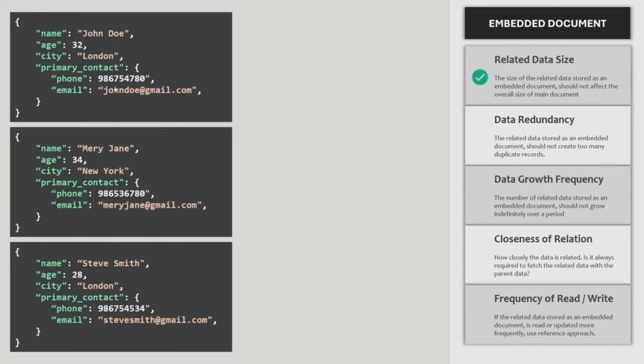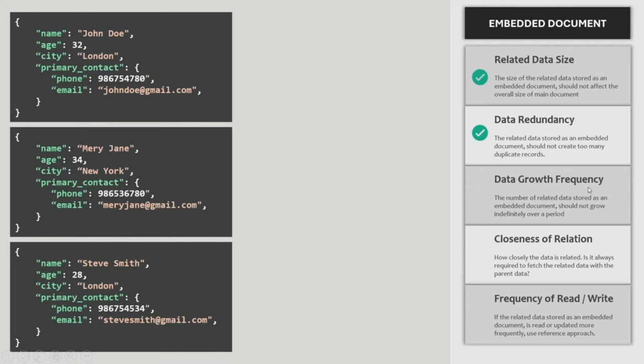Then we are going to check the data redundancy. So whether this embedded document approach is going to create any duplicate records. Now it is not going to create any duplicate records because each customer is going to have a unique primary contact. No two customers will have the same primary contact detail, right? Each customer will have a unique phone and email address. No two customers will have the same phone number or same email address as the primary contact. So here we will not have data redundancy. So in that regard also, embedded document approach is fine.